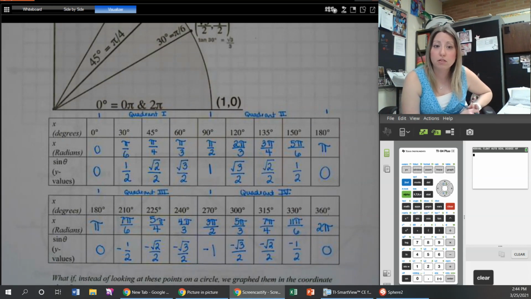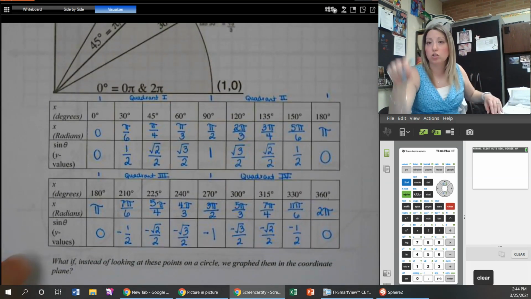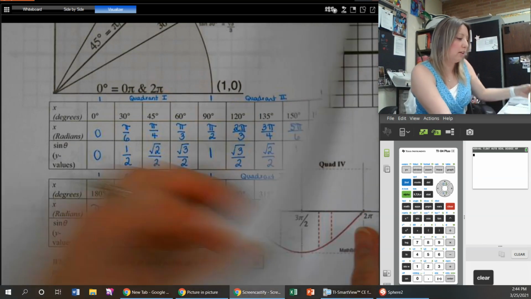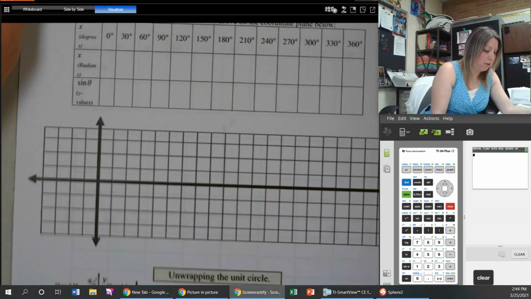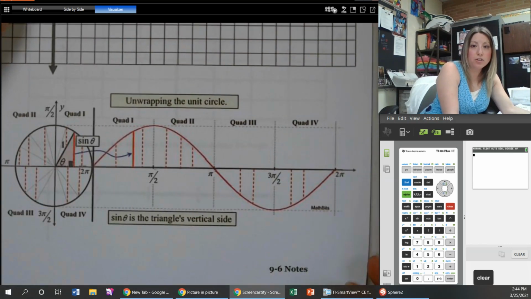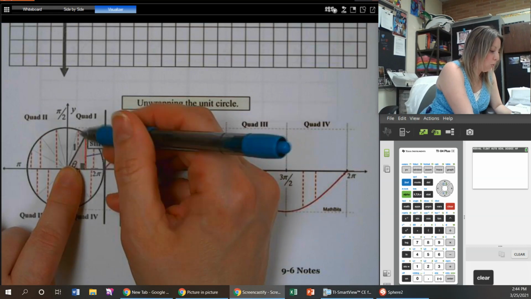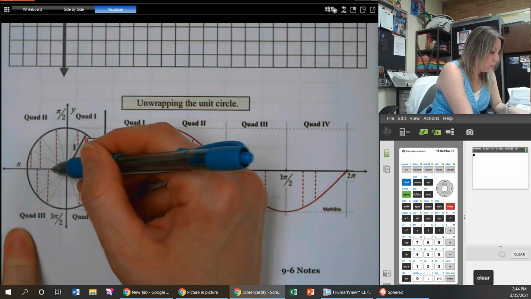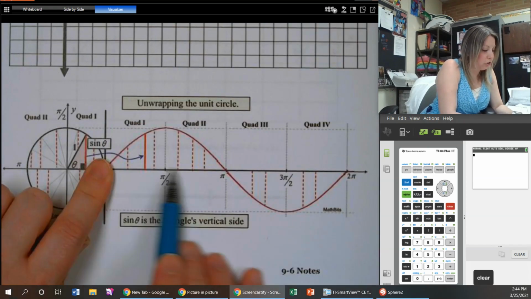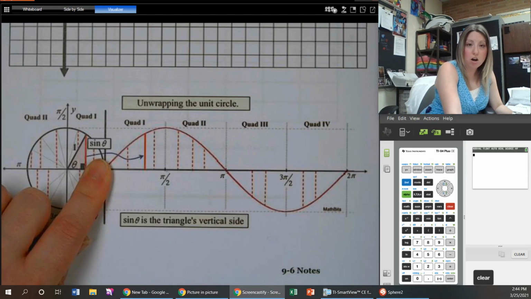So what if instead of looking at these points all along the circle, we took and stretched them out horizontally? What will that look like? That will look like this. What we're going to do is all along the unit circle, we're going to steal these y coordinates, which are our sine values, all along the way, and we're going to stretch them out by putting them here along a coordinate plane.